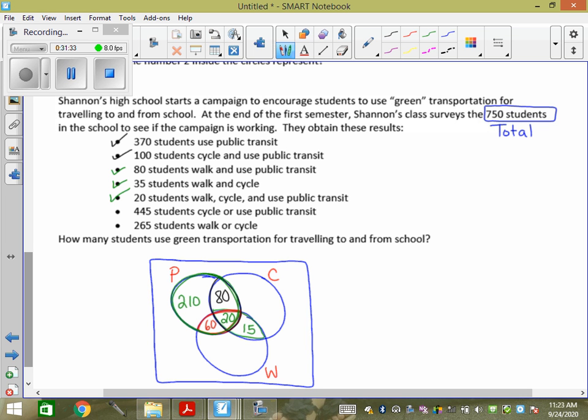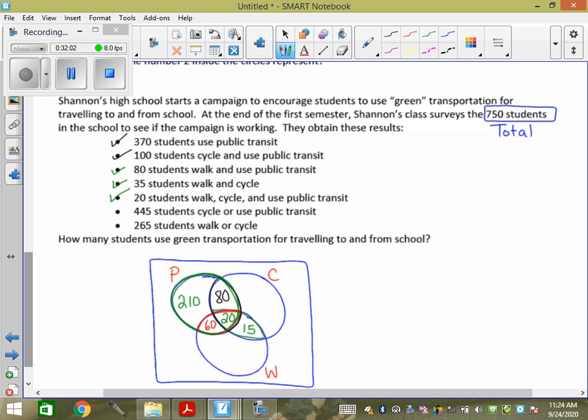Now I can move to my snowmen, right? Now sometimes you have to do your snowmen in a different order. So here, if I do the walk or cycle snowman, it's missing how many pieces of information? 2. I can't do that one. I can only fill in when there's 1. If there's 2, do I just subtract and then divide by 2? No, I can't do that. You can't assume there's equal amounts. So I can't actually do the walk or cycle yet.